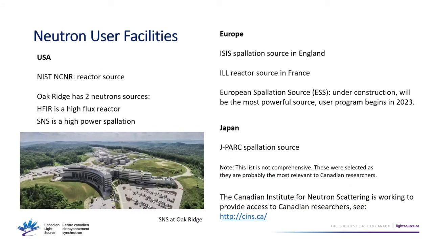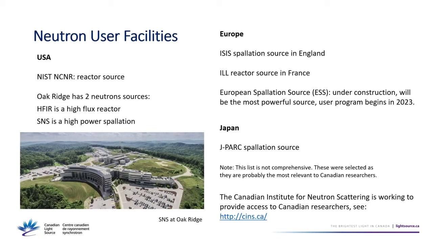All right, and so neutron facilities, this is just a list of some of the ones in the world. So in the US, NIST has a reactor source. Oak Ridge actually has two different neutron sources. It has the HFIR, which is a reactor source, and the SNS, which is a high-power spallation source. In Europe, we have the ISIS facility in England, and the ILL reactor in France. And the European Spallation Source is, I believe, just finishing construction now and will become the most powerful source. So that's something to keep in mind. There's also one in Japan.